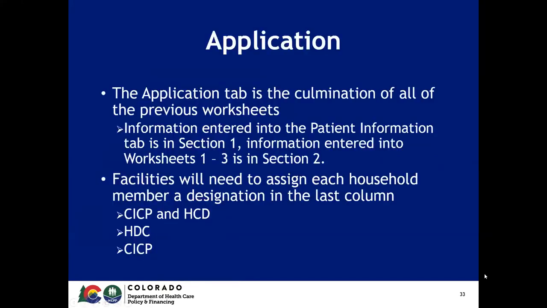So the next tab in the uniform application is the actual application tab. It is the accumulation of all of the previous worksheets. Information that was entered into the patient information tab is in section 1. And then information that's entered into worksheets 1 through 3 is in section 2. And then facilities will need to assign each household member a designation in the last column on that section. And the drop-down menu options are CICP and hospital discounted care, and then just CICP.